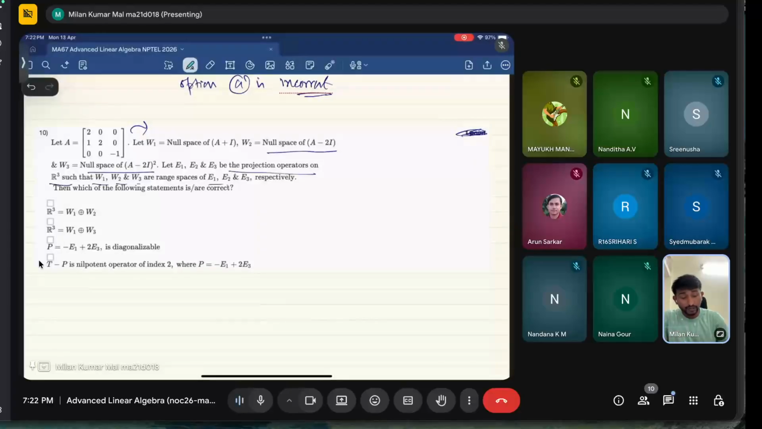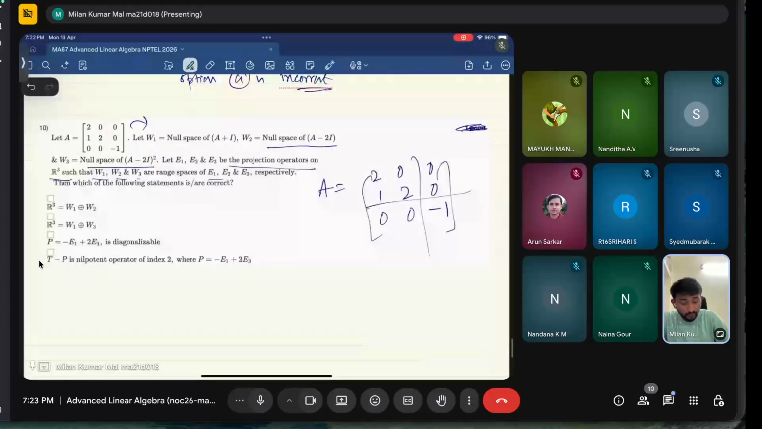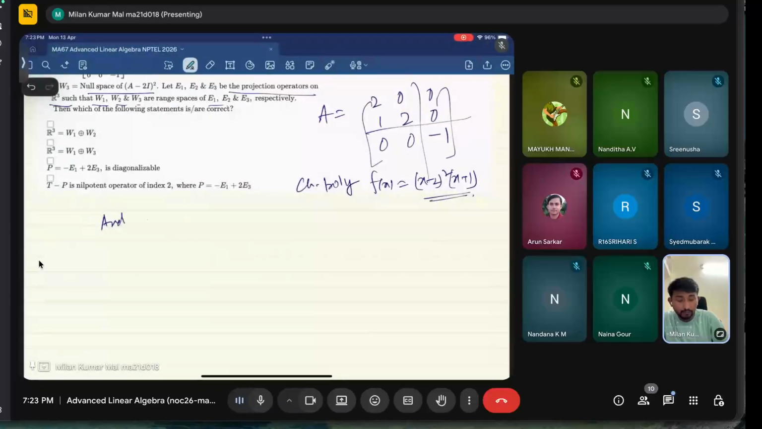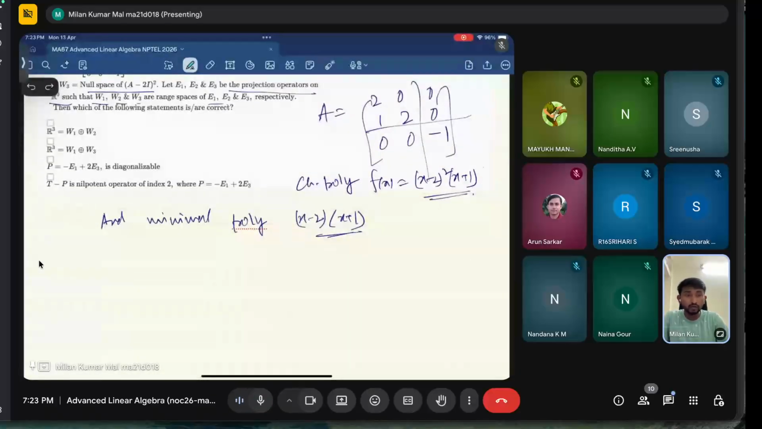So let's start. Here the matrix A is given as 2 0 0, 1 2 0, 0 0 minus 1. Let's think of it as a block matrix. Then it is clear that the characteristic polynomial f(x) must be x minus 2 square, x plus 1. For the minimal polynomial, it is clear that it will be at least x minus 2 and x plus 1. As the algebraic multiplicity corresponding to the eigenvalue minus 1 is 1, in the minimal polynomial this power can't go beyond 1.